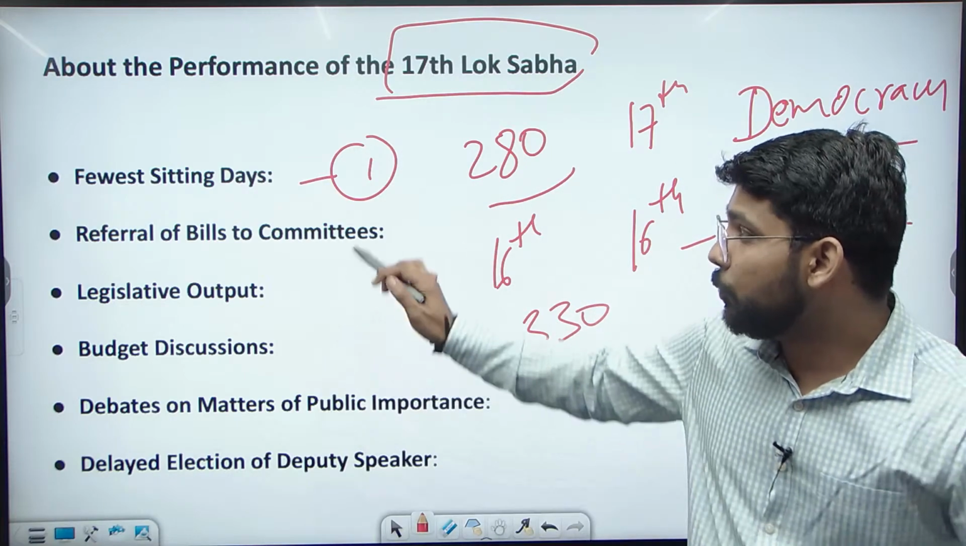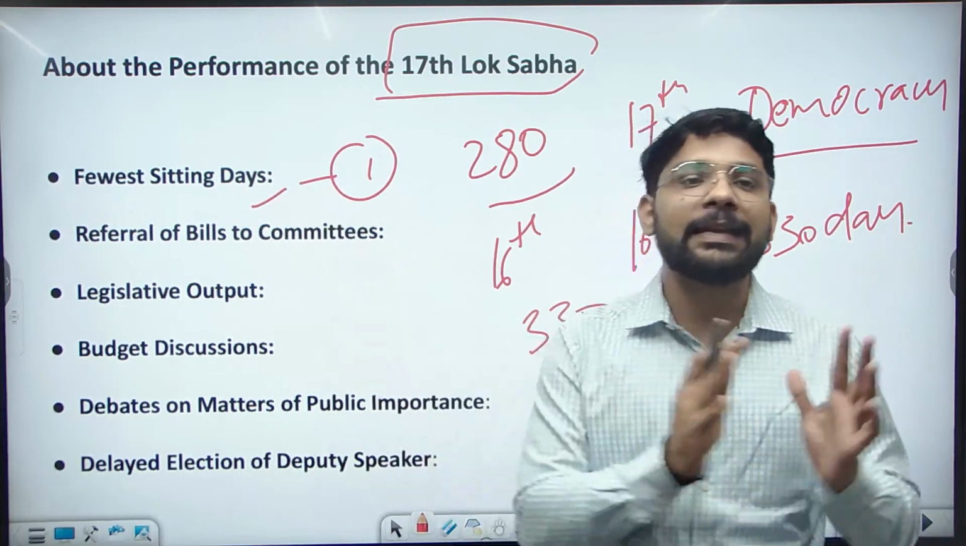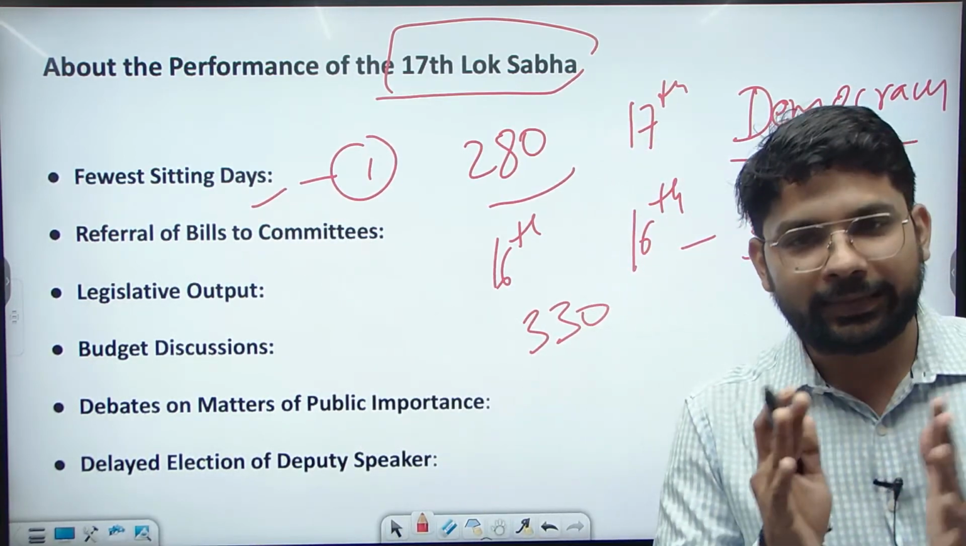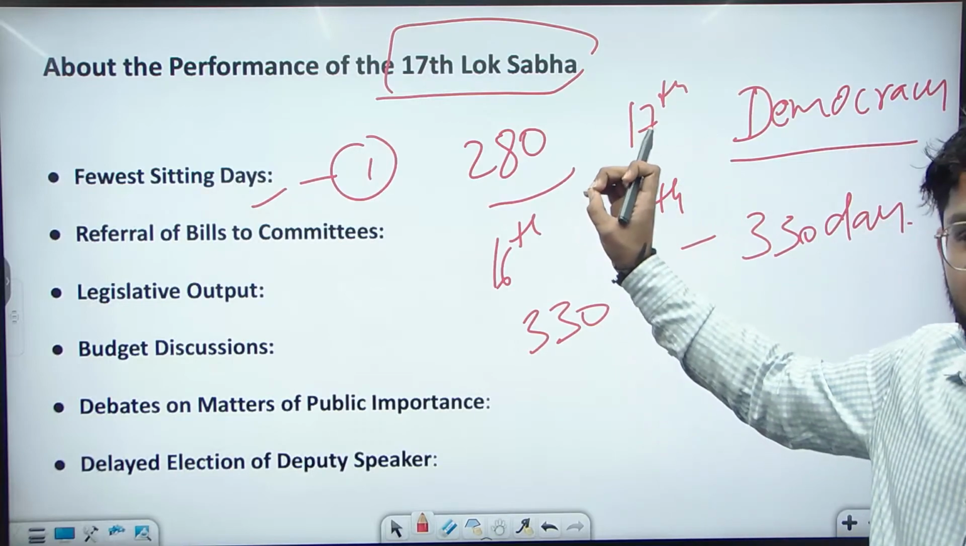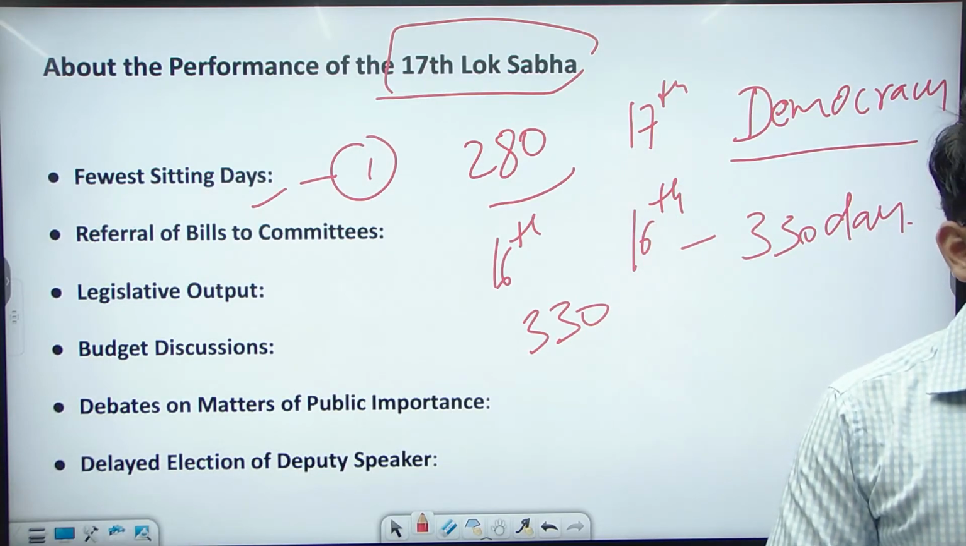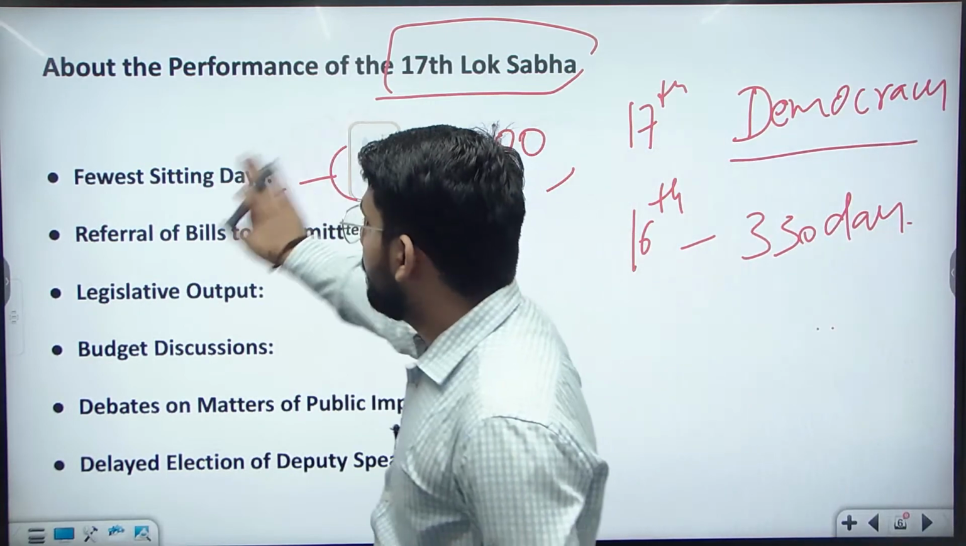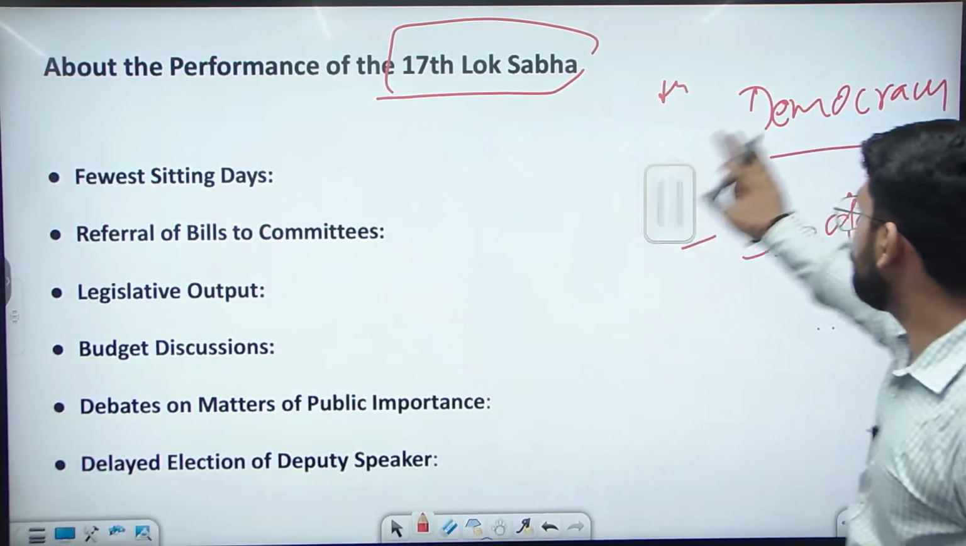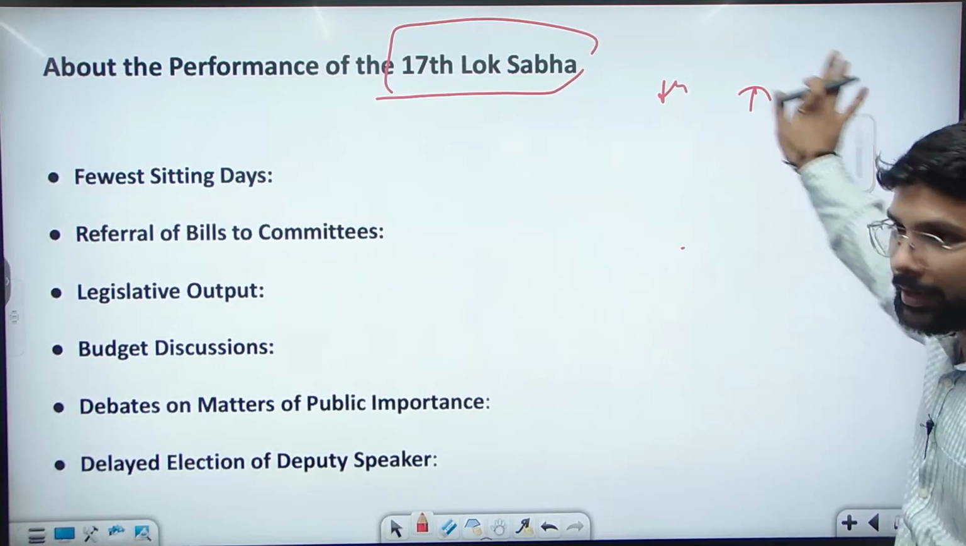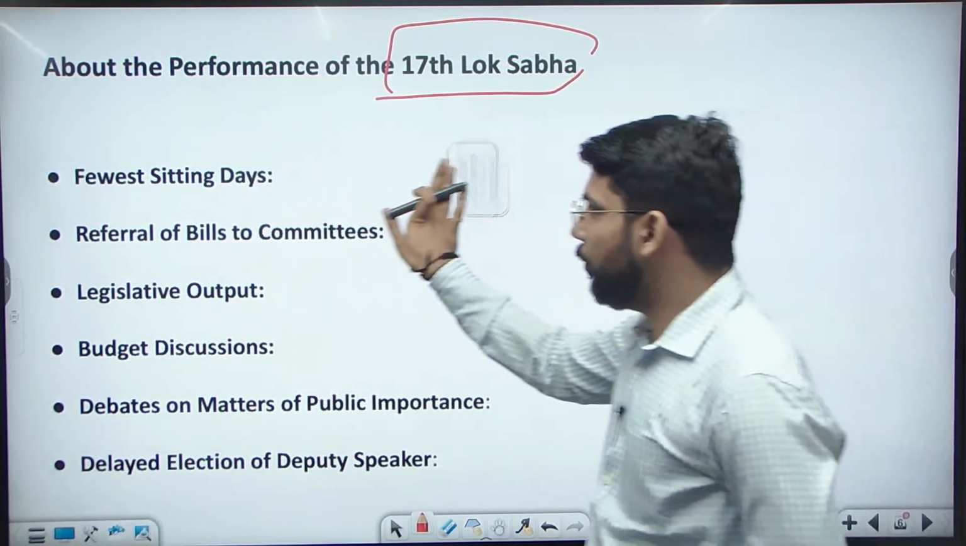So this is the first point you will write, the fewest sitting days. There is a continuous decline in the trend and in the number of days of the working of the parliament. Then the second one, referral of bills to committees.